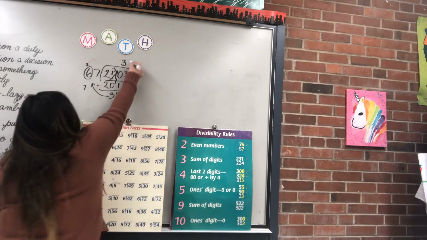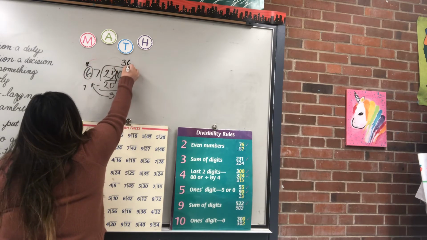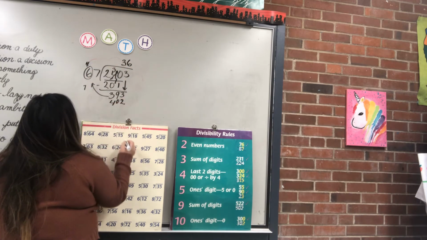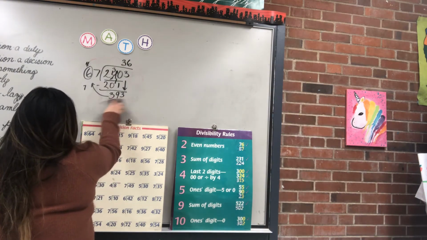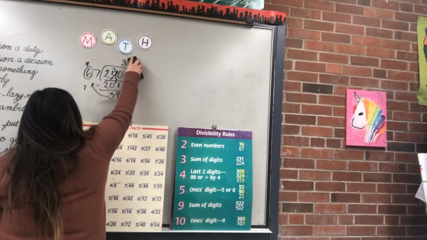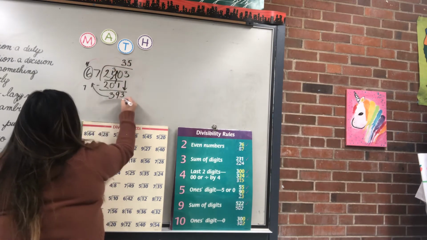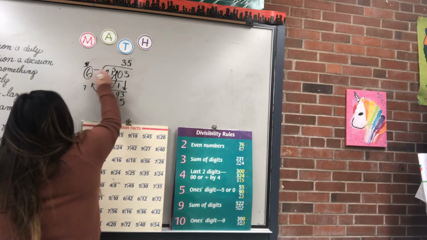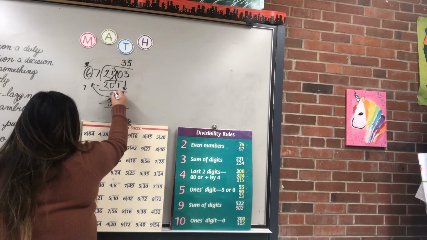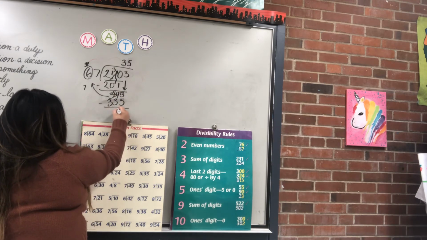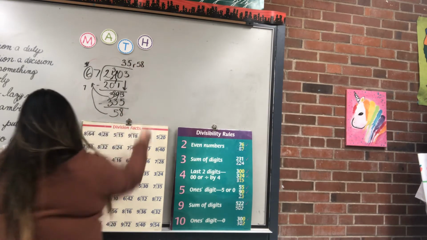I'm going to try the 6. 7 times 6 is 42. Carry the 4. 6 times 6 is 36, plus 4 is 40. Oh, it's too big. You cannot subtract 40 from 32. But this is why we estimate. This is why it's called estimation, because this is trial and error. So you're going to use a 5. 7 times 5 is 35. Carry the 3. 6 times 5 is 30, plus 3 is 33. 13 minus 5 equals 8. 8 minus 3 is 5. 58 is less than 67, and that's your answer.